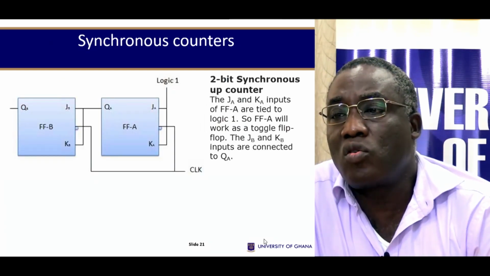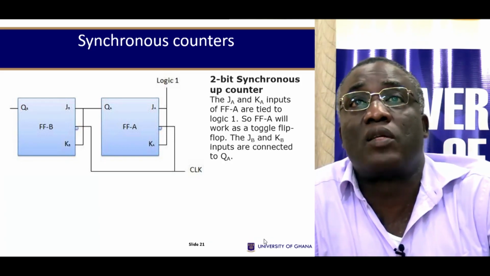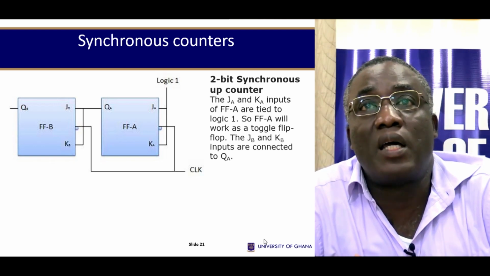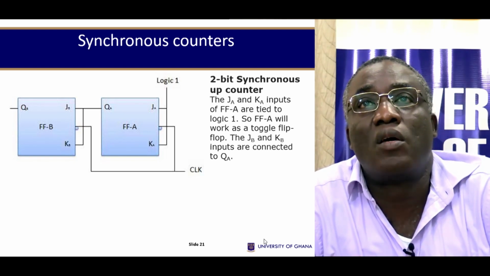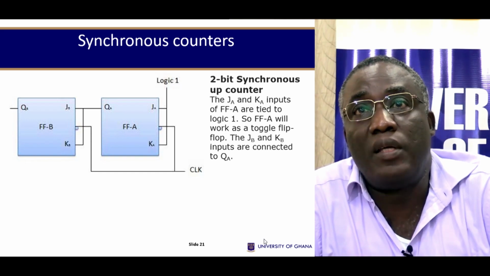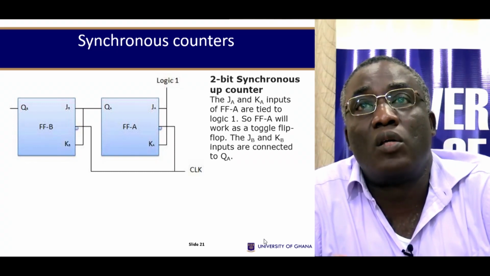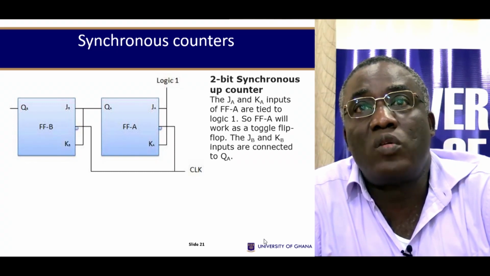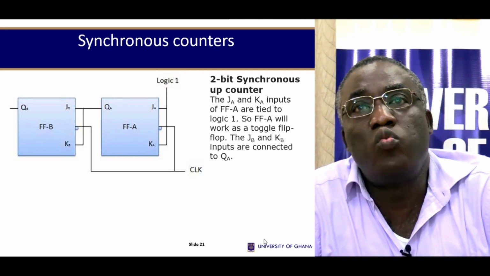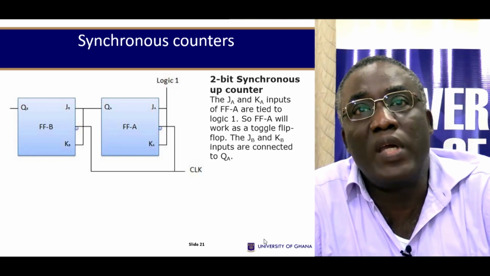Now, in synchronous counters, let's look at a 2-bit synchronous counter. So here you have JA and KA as the inputs of flip-flop A, and they are tied to logic 1. So FA would work as a toggle flip-flop. JB and KB inputs are connected to QA.